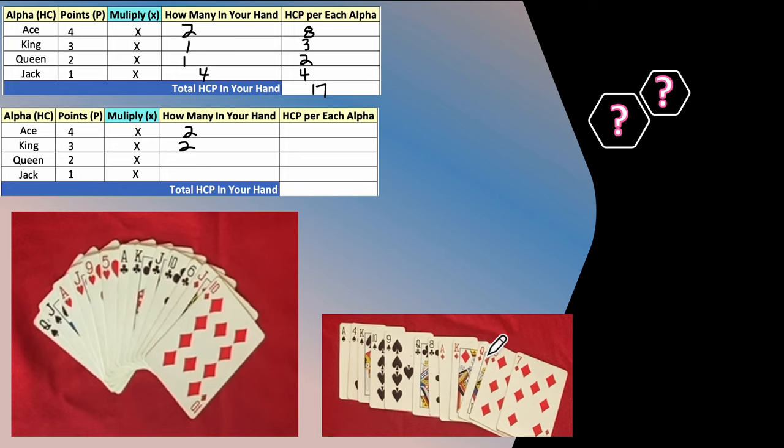We don't have any jacks. Wow, that's some terrible writing. But let's go ahead and add these up. We got this. That equals 8. 2 times 4 equals 8. And there goes my childlike 8 there.